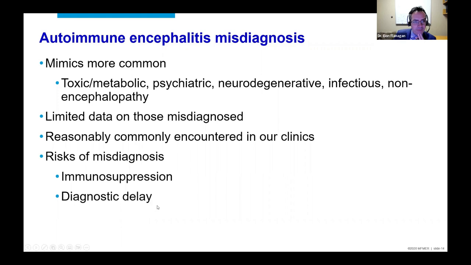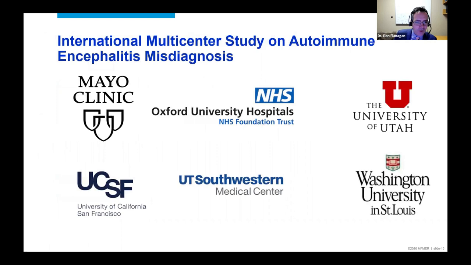So to embark on this study, we did an international multicenter study on autoimmune encephalitis misdiagnosis. We involved patients who were seen at the Mayo Clinic, Oxford University in the UK, the University of Utah, University of California, San Francisco, UT Southwestern in Dallas, Texas, and Washington University in St. Louis. These are all centers that see patients who have autoimmune encephalitis, and were recognizing this phenomenon that some of these patients were misdiagnosed.